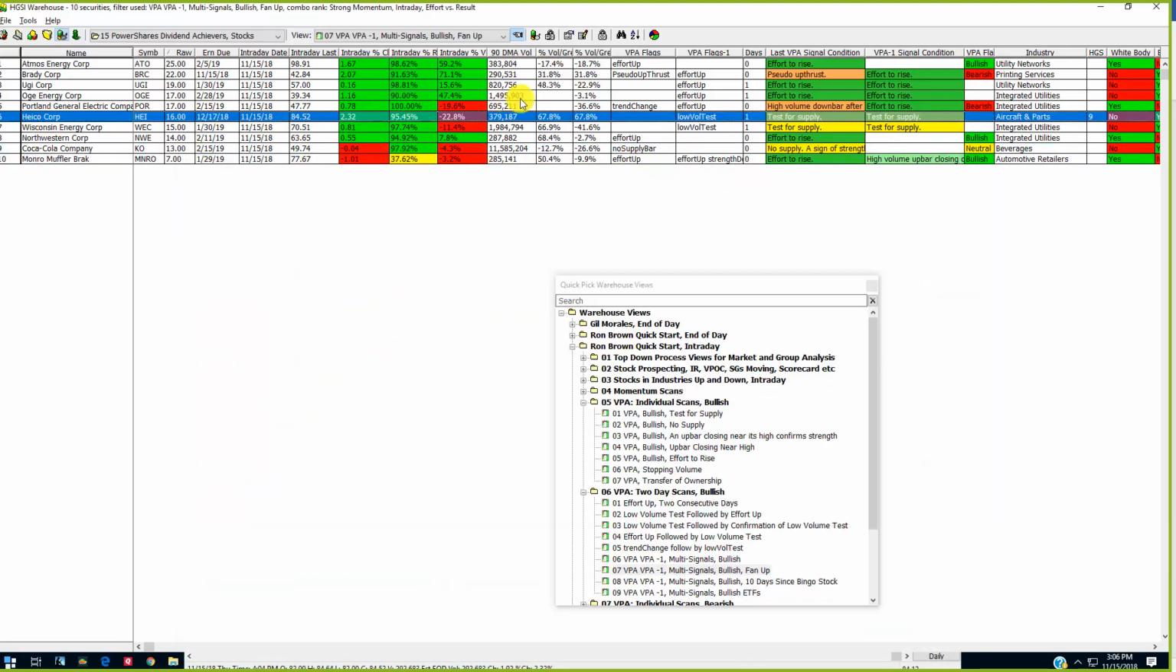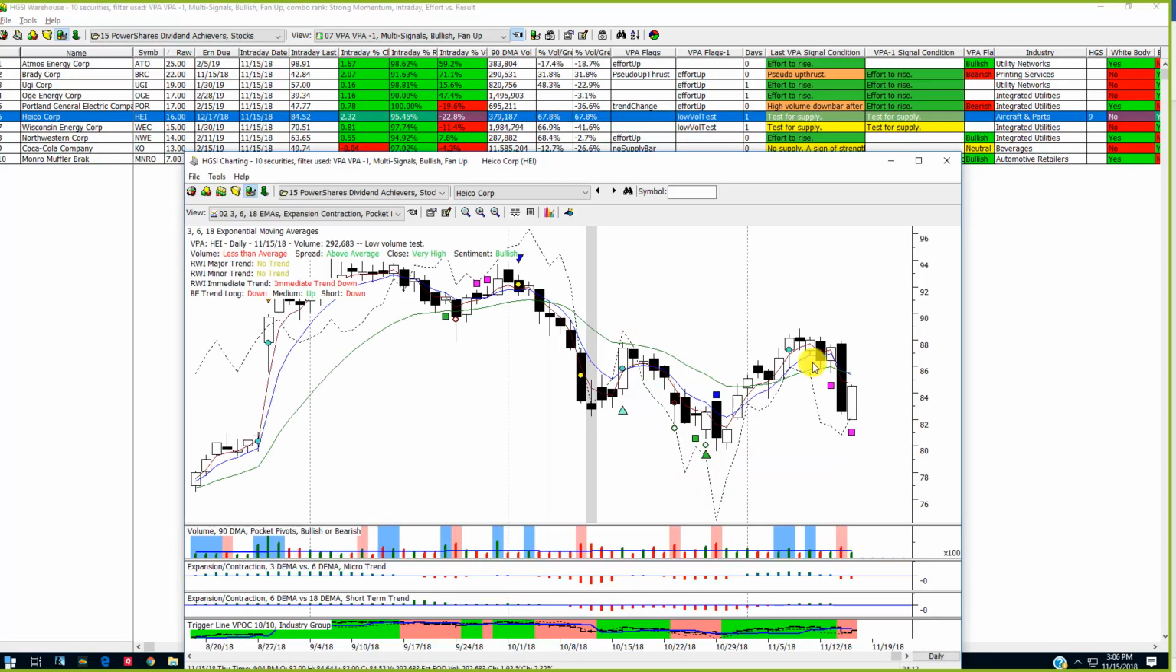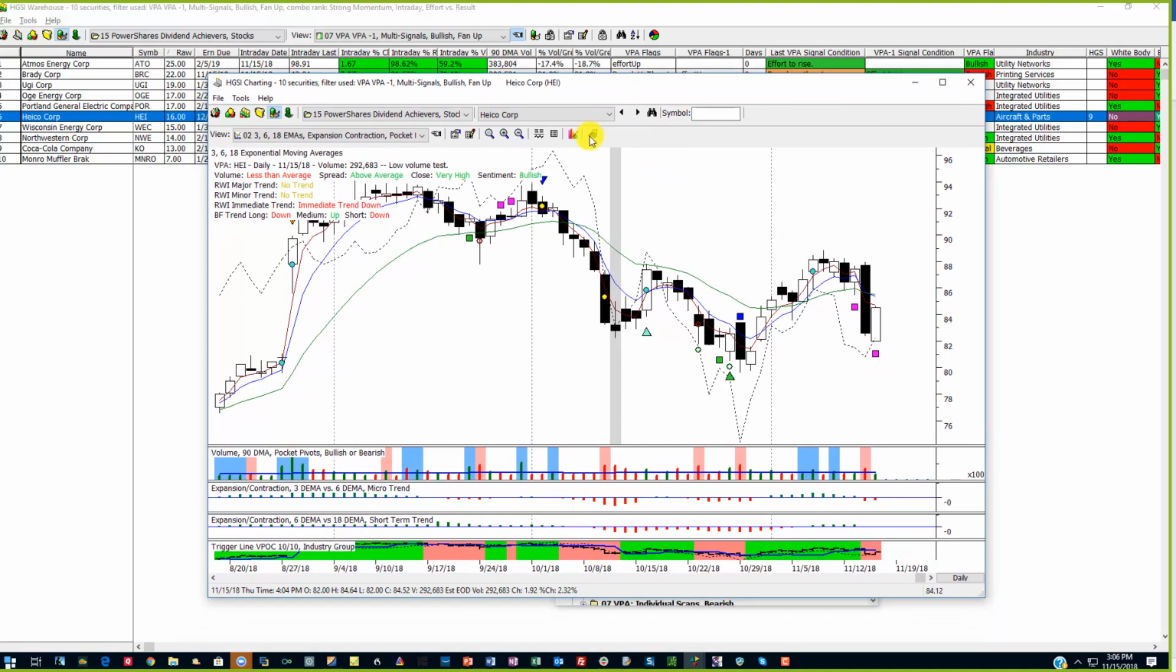Heiko Corporation. Okay, low volume test right here. Yesterday it got knocked down, so that's why this column is blank from yesterday. It didn't generate a signal, and today there's another low volume test. So you just have to bring up the charts and see what happened.